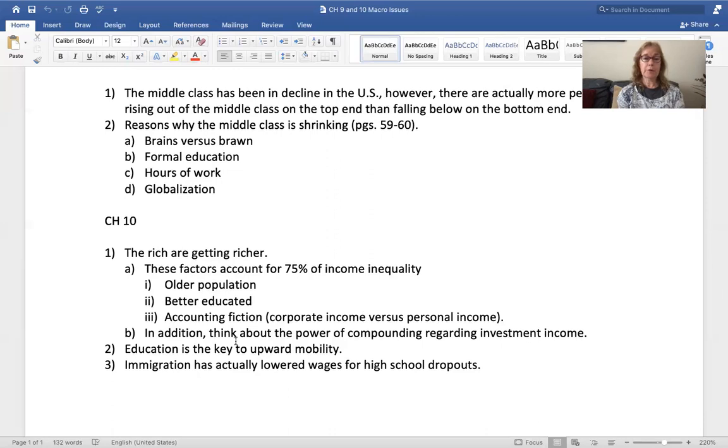In addition to all this, think about the power of compounding regarding investment income. It's the old saying, it takes money to make money. I go over this in pretty much every undergraduate class that I teach, trying to get students to start saving early and just save over time. I show my undergrad students how if you're 20 years old and you save $5 a day, in other words, don't go to Starbucks or don't buy a lunch every day, save $5 a day.